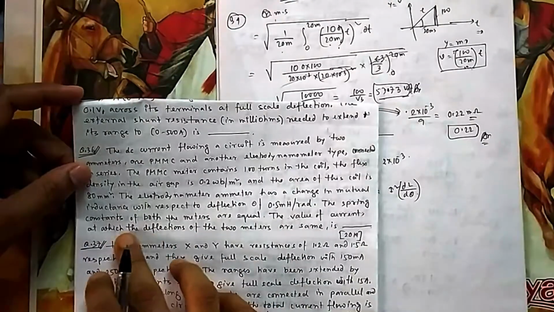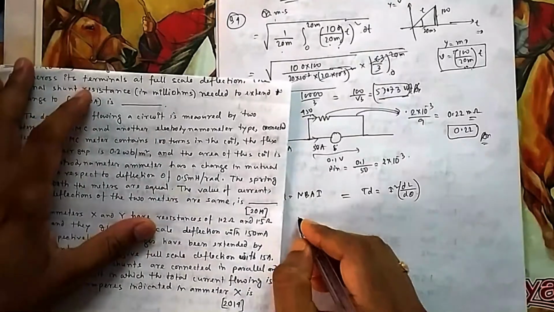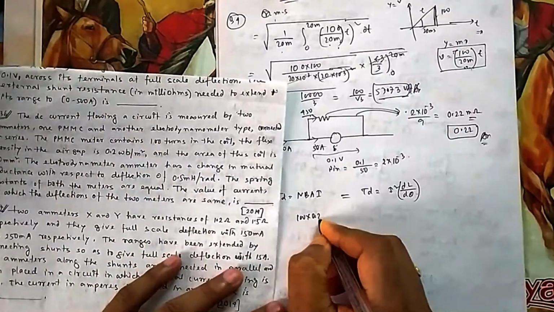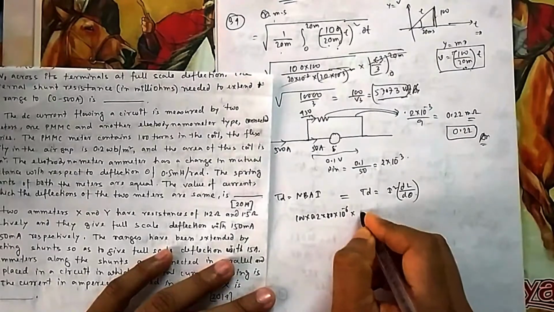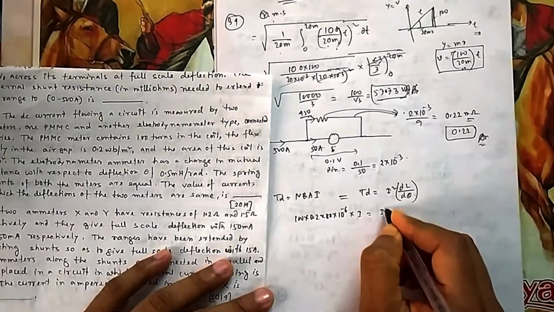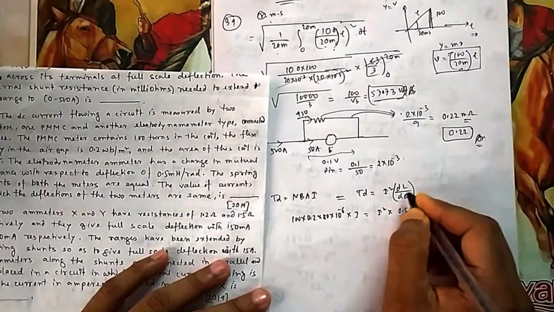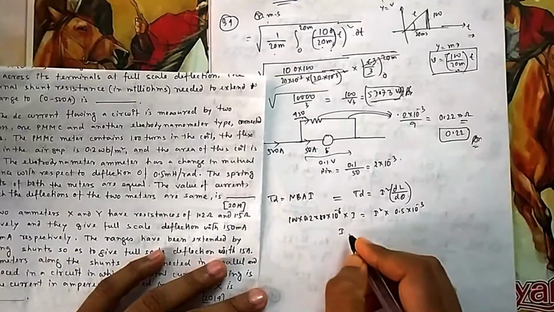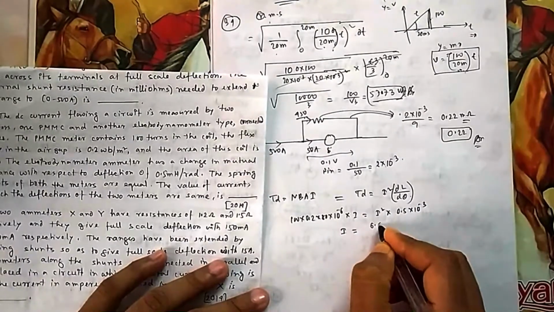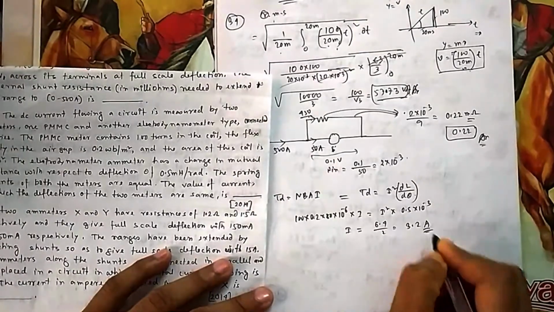The value of the current at which the deflection of the 2 meters are equal. So if you put all these values here, it is 100, it is 0.2, then 80 into 10 to the power minus 6, then I we don't know, then I square again we don't know, dM d theta is 0.5 into 10 to the power minus 3, which is dM d theta, you can say mutual inductance. So here if you cancel out I from both sides, and then calculate I, it will be 3.2. So this is your answer.